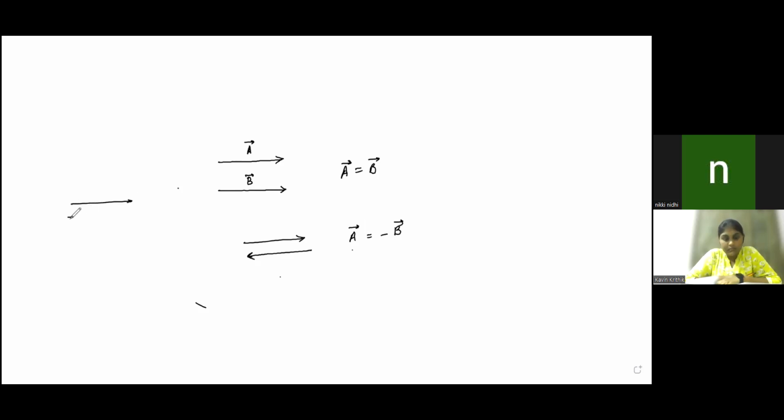If there are two vectors which are parallel to one another, magnitude could be different also, these are called parallel vectors. So A vector is parallel to B vector. If there are two vectors pointing in opposite direction to one another, they are anti-parallel vectors. Again, in the same way, in the same straight line, collinear vectors and all that.